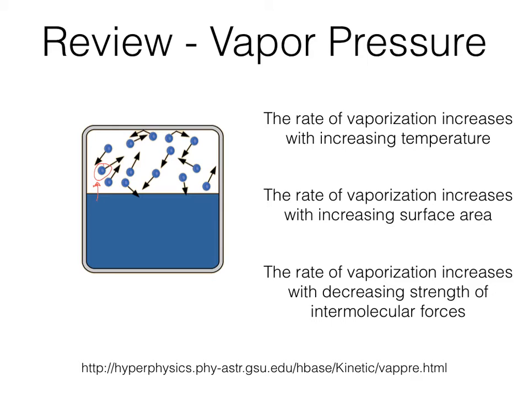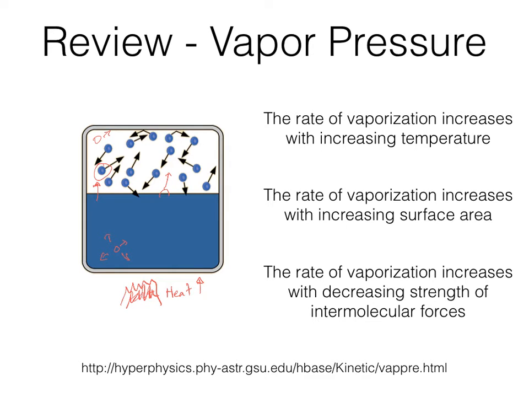So if we add heat to the bottom of this liquid, the molecules within the liquid are going to start moving faster because they have more kinetic energy. That's what the heat gives us, which means that more of the molecules on the surface are going to escape out into the gas phase. As we get more molecules in the gas phase, the pressure is going to increase.